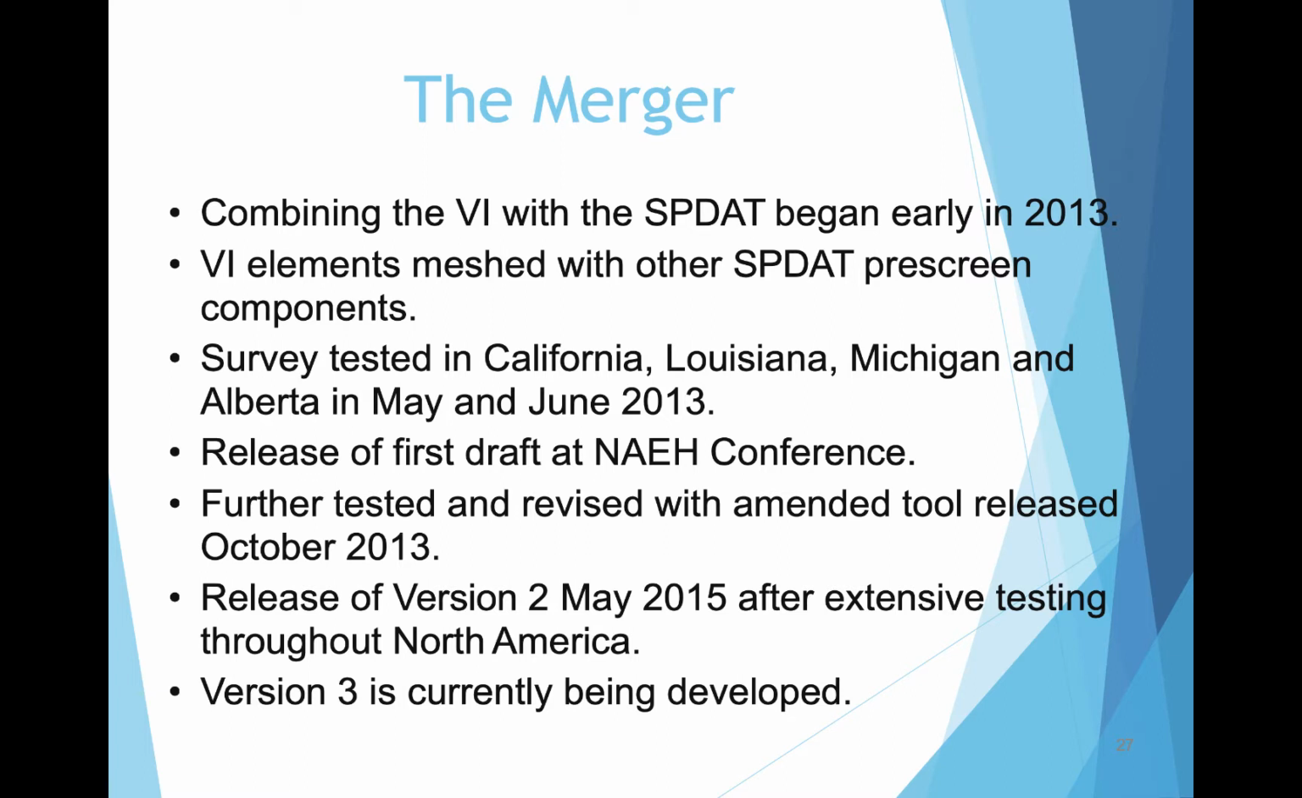So we combined the VI with the SPDAT in early 2013. The VI elements meshed with other SPDAT pre-screen components. The survey was first tested in California, Louisiana, Michigan, and Alberta in May and June of 2013, and the first draft was released at a National Alliance to End Homelessness conference. After further testing, a revised tool was released in October 2013. Version 2 was released in May 2015 after extensive testing, and version 3 is currently being developed.